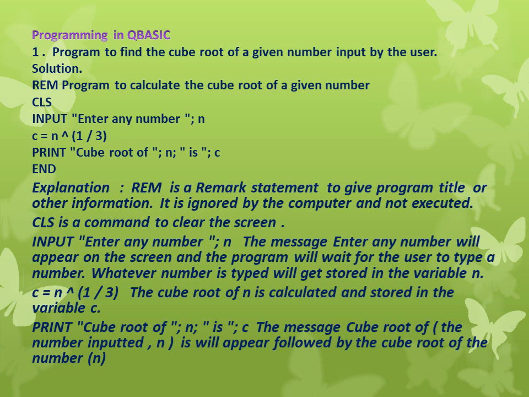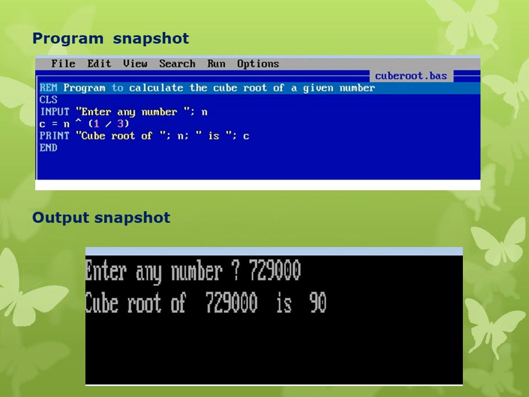c = n ^ (1/3). The cube root of n is calculated and stored in the variable c. PRINT "Cube root of n is"; c. The message "cube root of the number inputted n is" will appear followed by the cube root of the number n. The program snapshot and output snapshot are shown here.